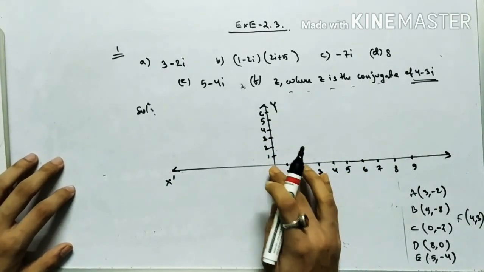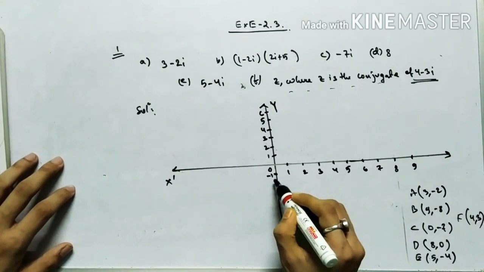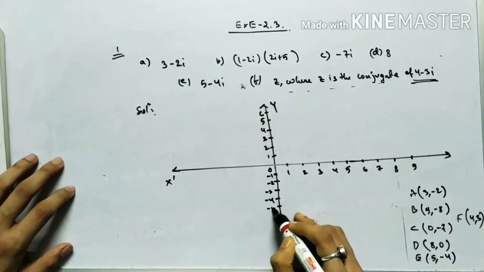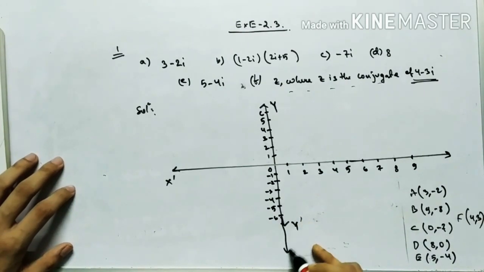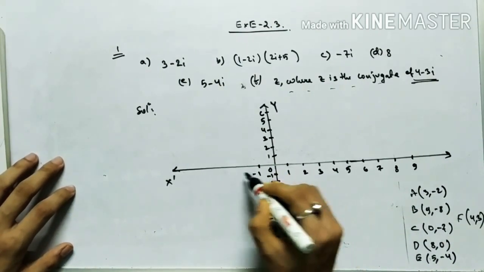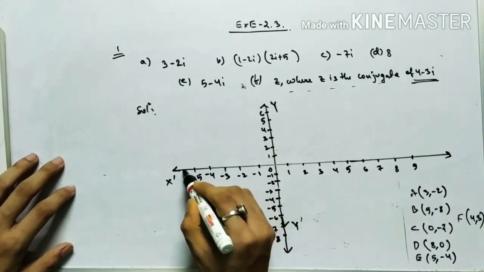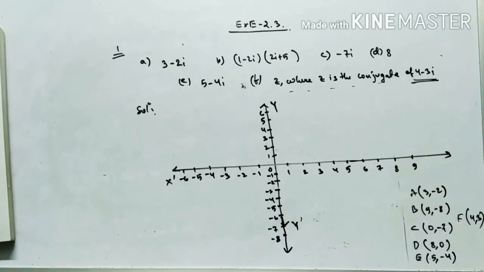Then minus 1, minus 2. I am roughly drawing this one. You will have to draw it with the help of a proper scale. And on this side minus 1, minus 2, minus 3, minus 4, minus 5, minus 6.